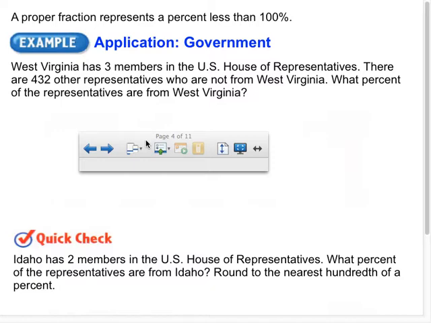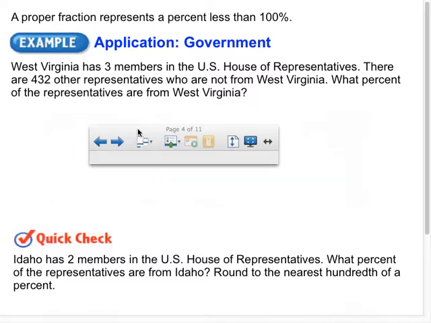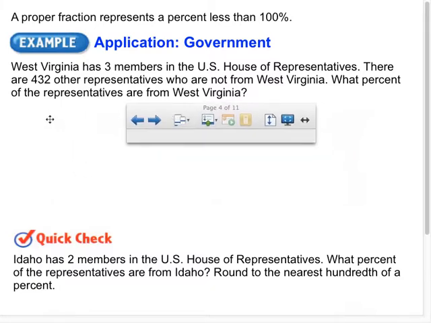Okay, let's pause for a second. She brought up the key points here. 3 members from West Virginia, 432 not from West Virginia. So that means altogether we have how many? 435. So do you see how we set that first part up? Do you guys understand how we set that part up? And then, of course, in the numerator, we have the 3 representatives from West Virginia.